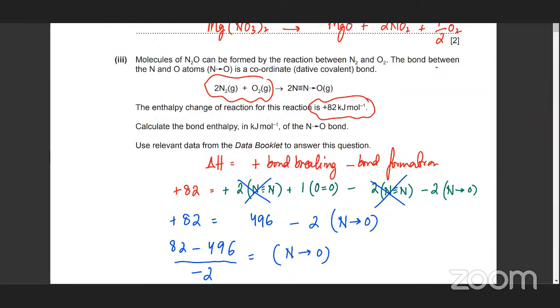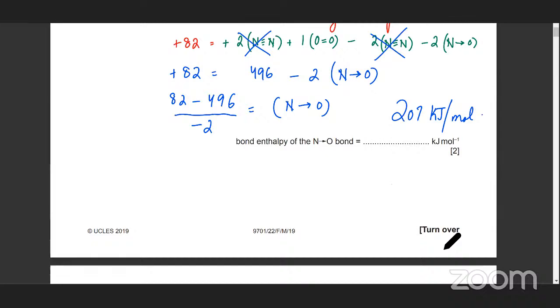How much is it coming? 207. Okay, remember the units, show the working properly. So 207 kilojoules per mole.